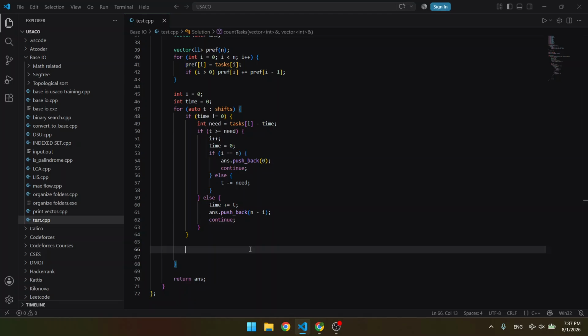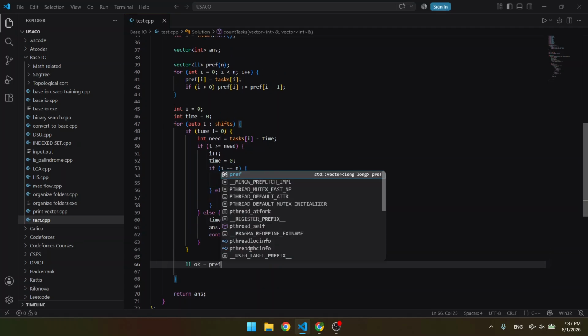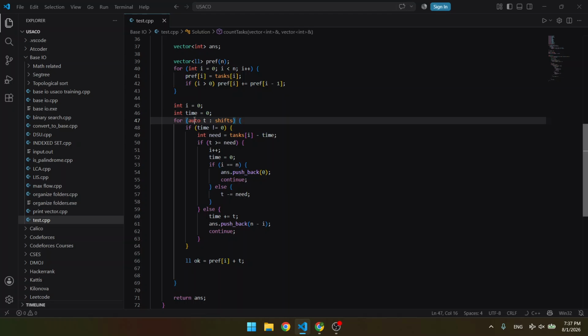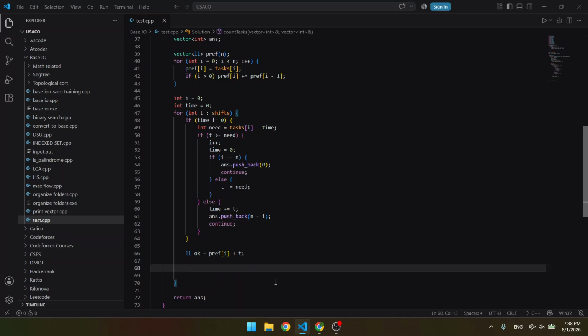Okay. So long okay. It should be equal to pref i plus t. Okay, so that is the final okay time. We can lower bound, right? We can do a lower bound. Auto it equals pref dot, should, you can do an upper bound instead.